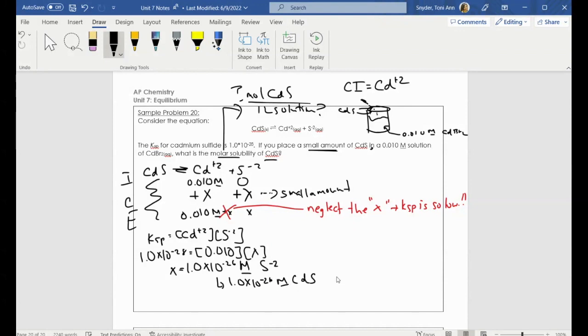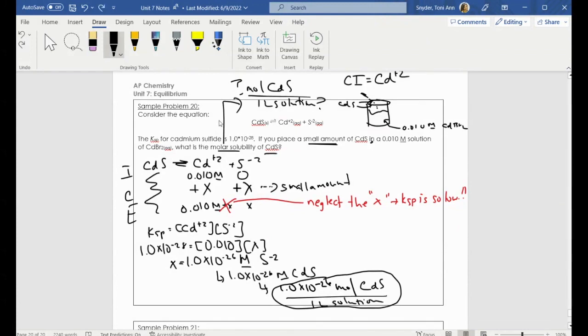of cadmium sulfide, which means that I would dissolve 1 times 10 to the negative 26 moles of cadmium sulfide in 1 liter of solution. This is my molar solubility right here. So that's how you would determine your molar solubility.